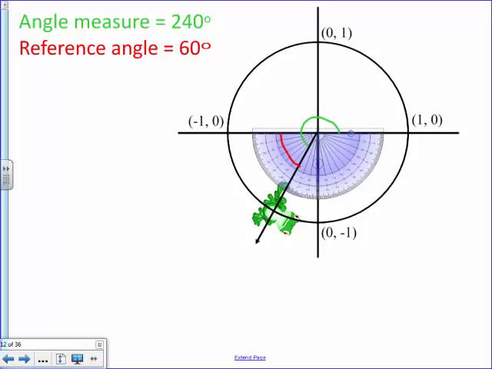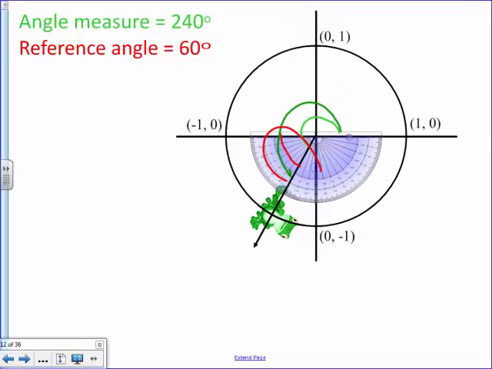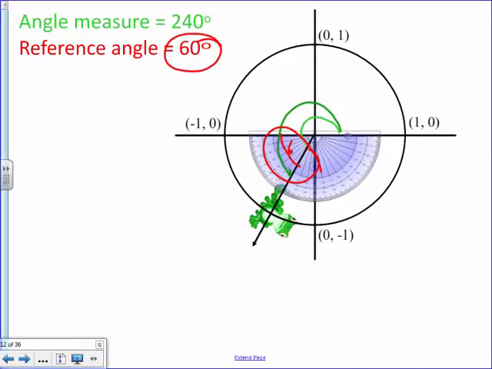If I look at this one, now this was the angle measure 240, right? Because I went to 90, 180, and not quite to 270. So it's angle measure 240, but I'm just paying attention to the reference angle, which would be that piece right there. So from 180 to 240 is 60 degrees. That would really be 60 degrees right there.